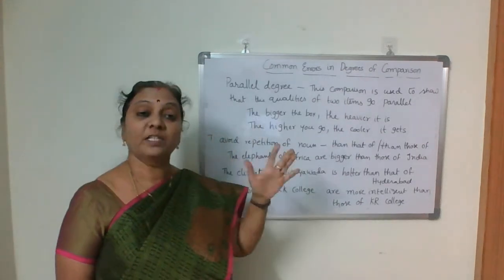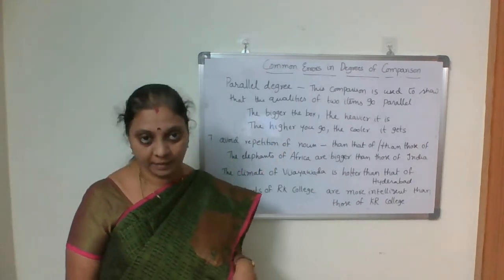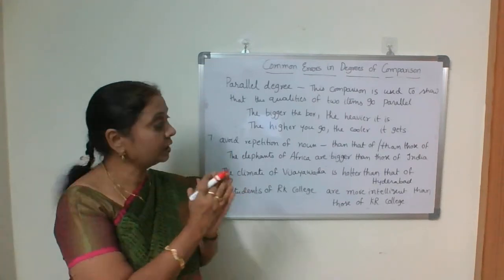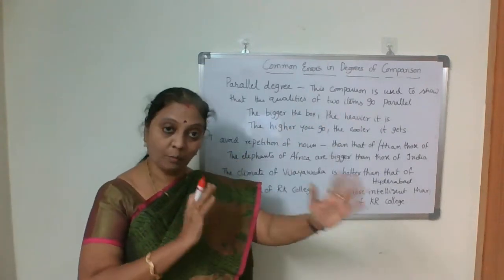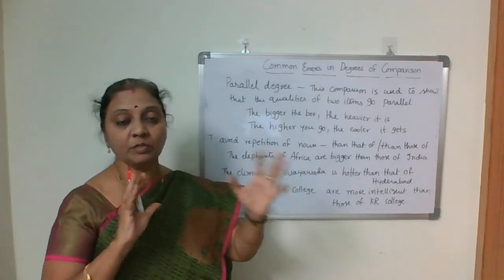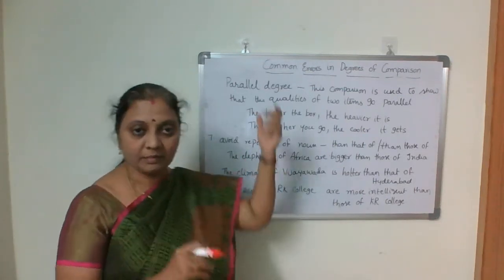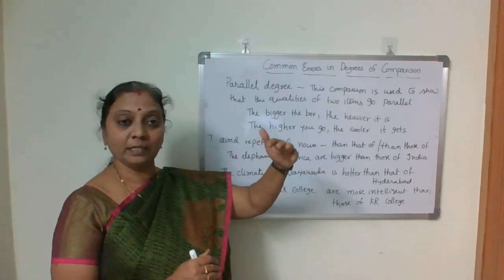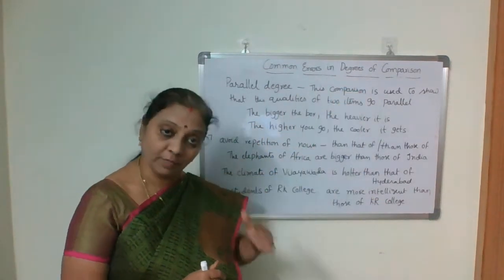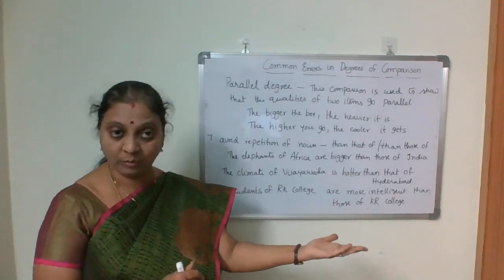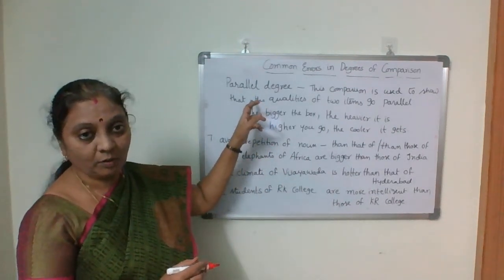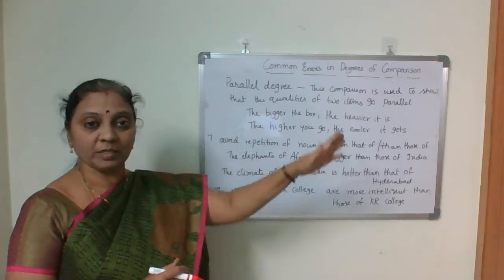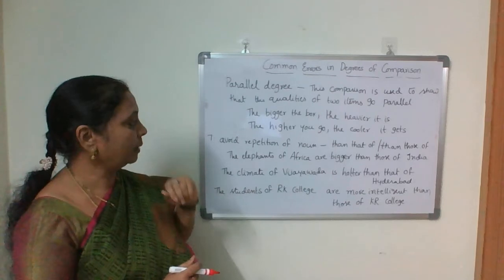In the same way, one more is the parallel degree. This comparison is used to show that the qualities of two things go parallel. Two items, qualities of two things go parallel. That's why we call it a parallel degree. It means if one quality increases, the other quality also increases. If one quality decreases, the other one also decreases. That's why it is called parallel degree. The previous one was progressive degree, and this is parallel degree.